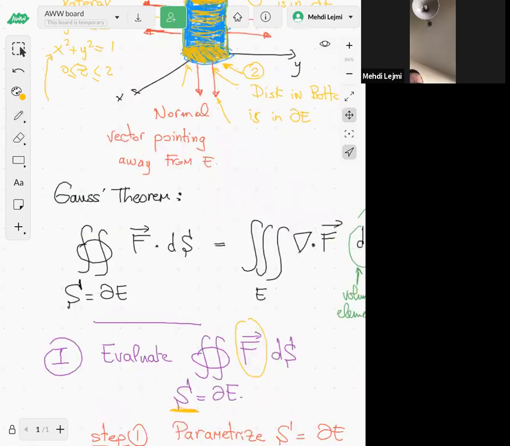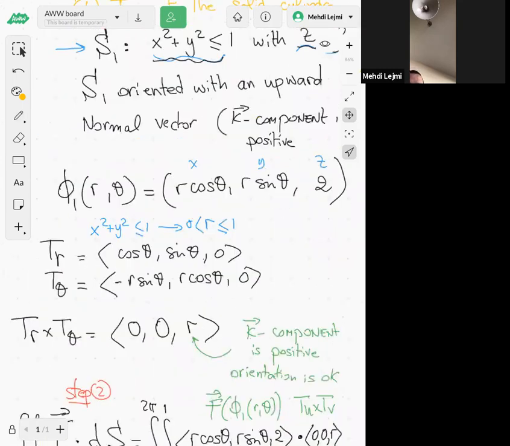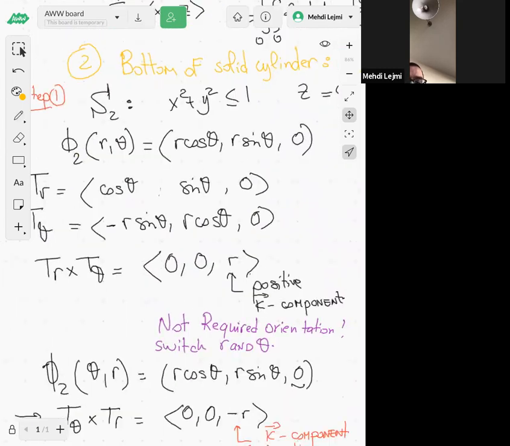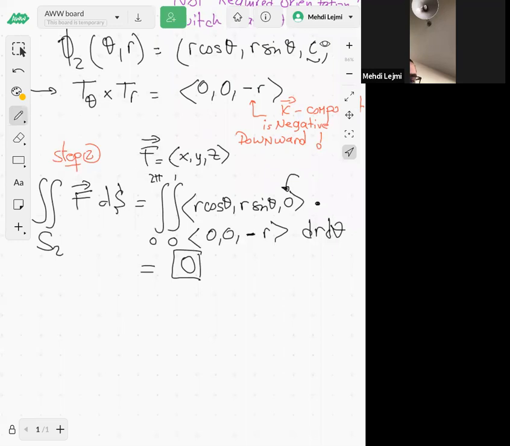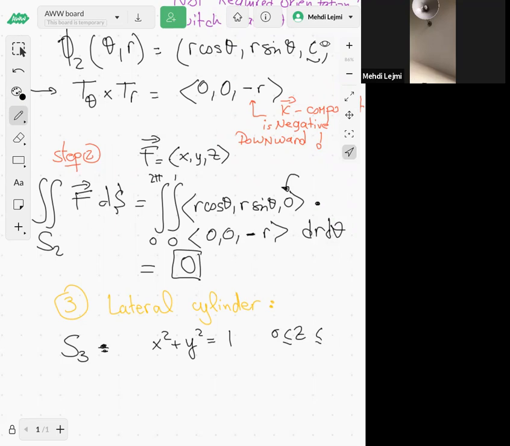So that's my surface number 3, or the third piece of the boundary. We have the top of the solid cylinder, the bottom of the solid cylinder, and the third piece is the lateral cylinder. So this is my surface ST, given by x squared, as I said, plus y squared equals 1, because we're going to take the union of all the circles for z between 0 and 2.